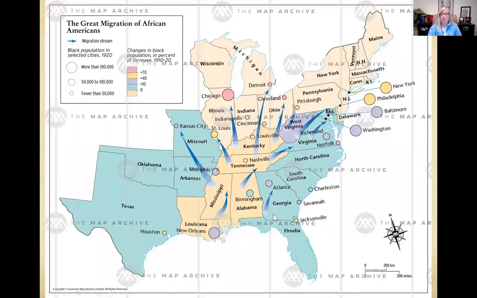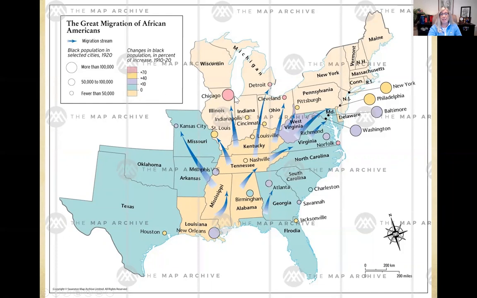So here again, we can see the movements of people. If we look at the numbers here in the graph, changes in the percent of the population, African Americans from 1910 to 1920. So this would be during the period of the Great Migration. So if the change is greater than 70%, then it's going to be pink. If we've got zero change or less than 10% of the population, then it's going to be green.